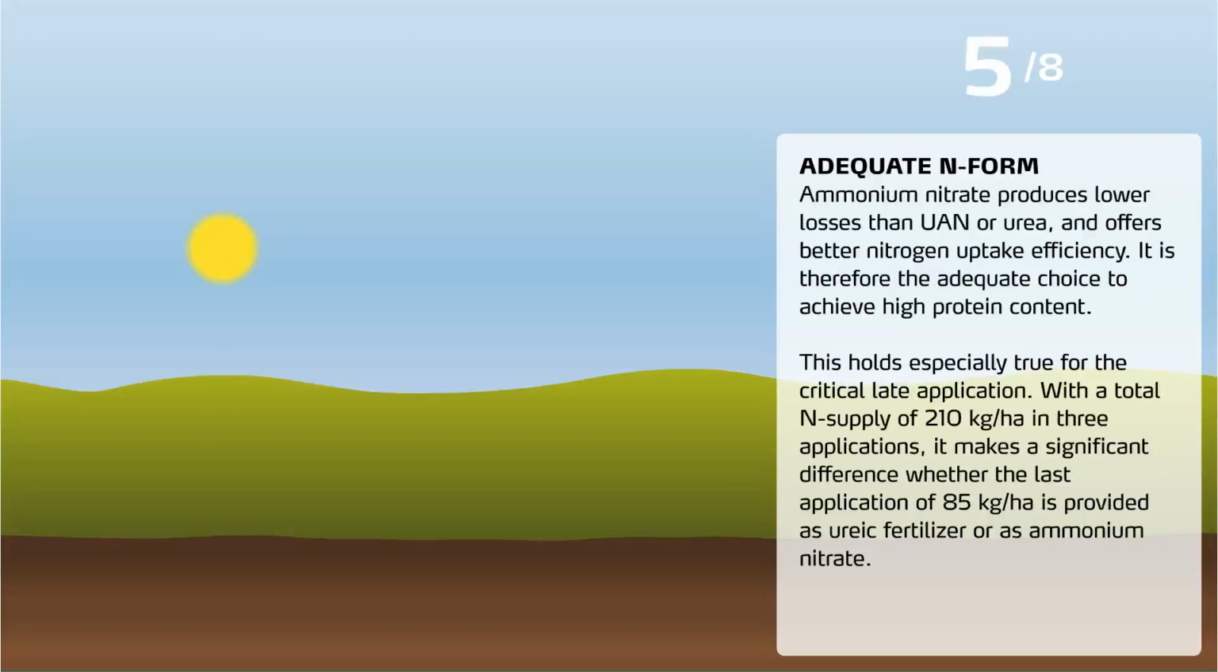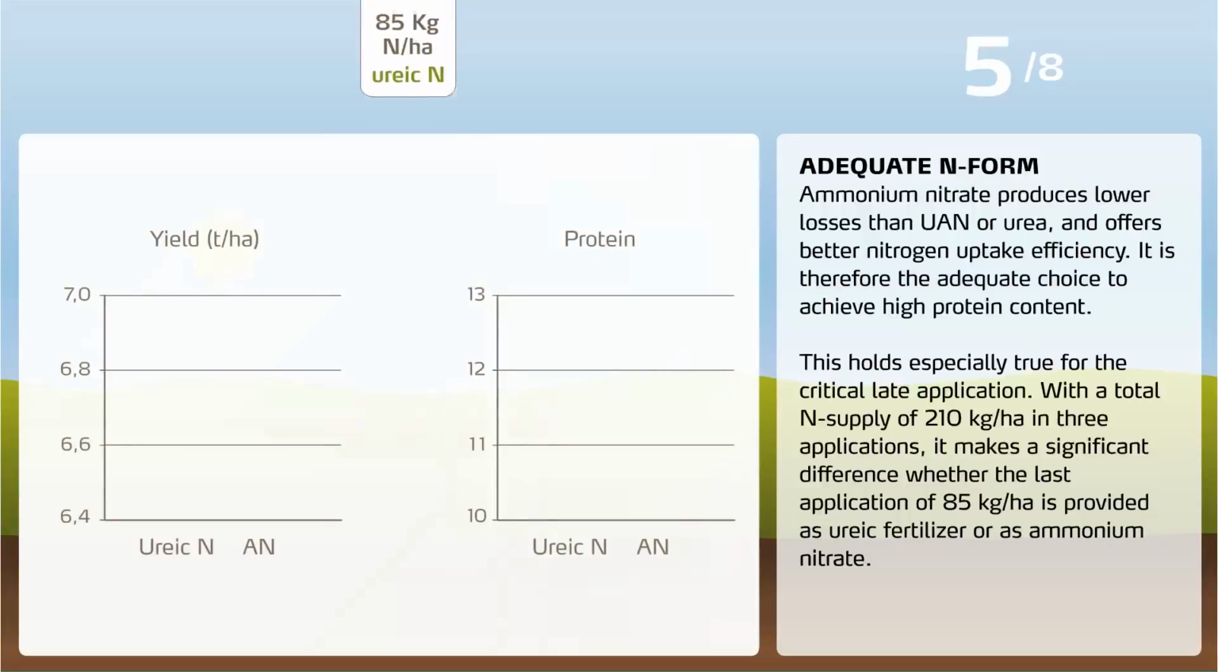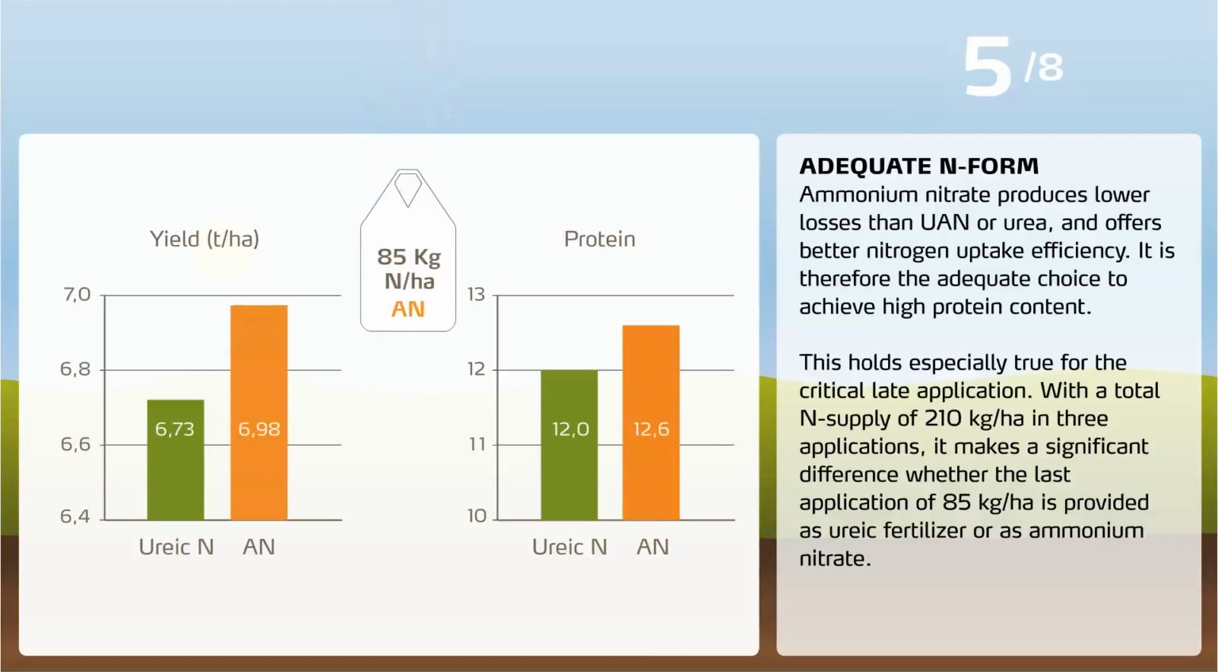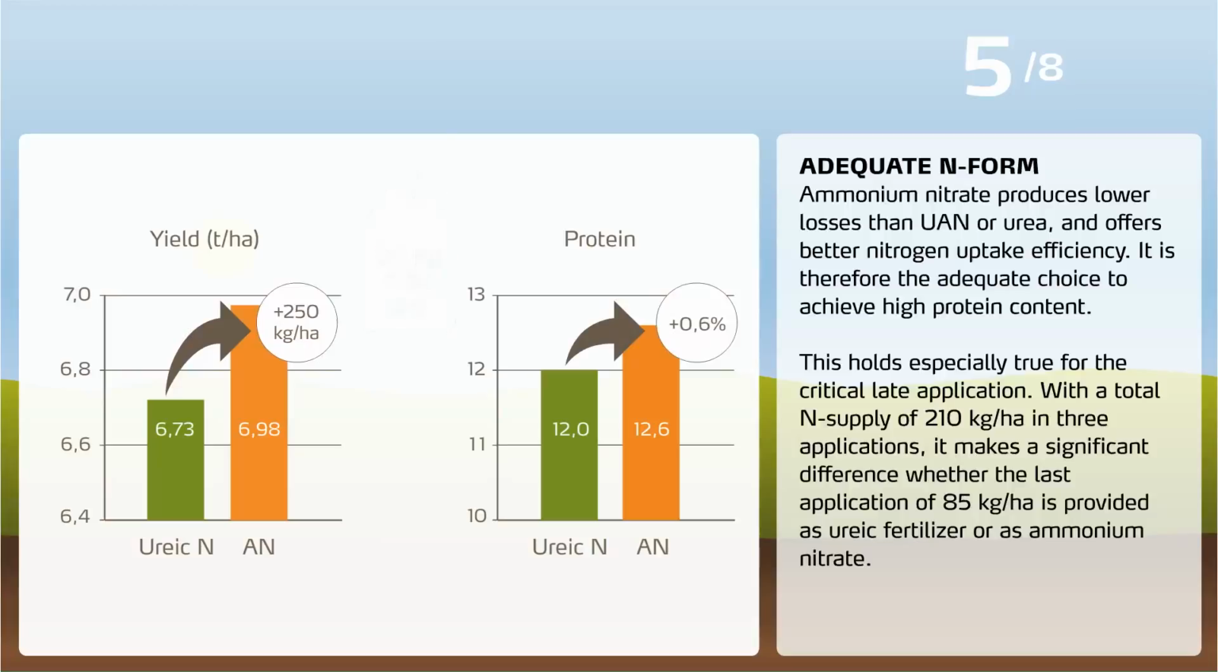Adequate nitrogen form. Ammonium nitrate produces lower losses than UAN or urea and offers better nitrogen uptake efficiency. It is therefore the adequate choice to achieve high protein content. This holds especially true for the critical late application. With a total nitrogen supply of 210 kilograms per hectare in 3 applications, it makes a significant difference whether the last application of 85 kilograms per hectare is provided as ureic fertilizer or as ammonium nitrate.